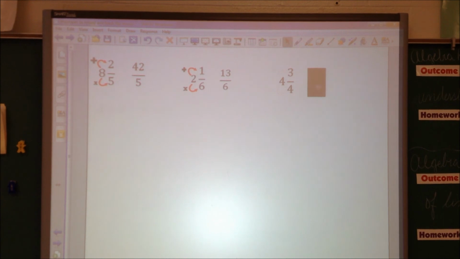Check your answers. Multiply the 4 by the 4, and then we add the 3, and we get 19/4.